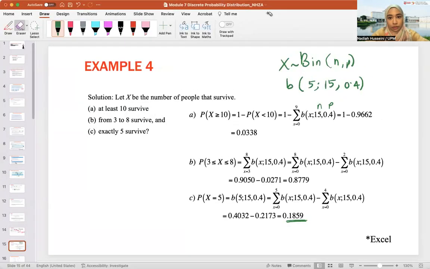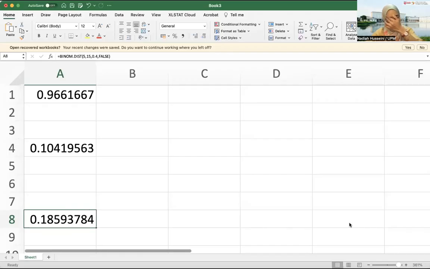Okay, now I need to stop sharing and share again. My Excel, okay. So why am I teaching you this? Because obviously you will use this for your projects and also when you are revising. You can double check your answers.